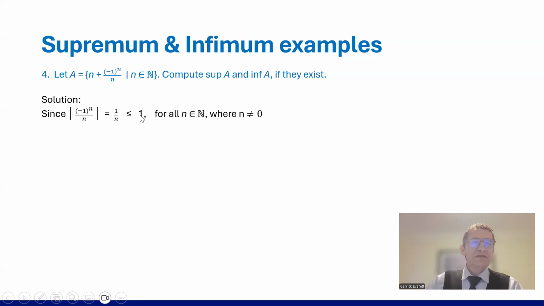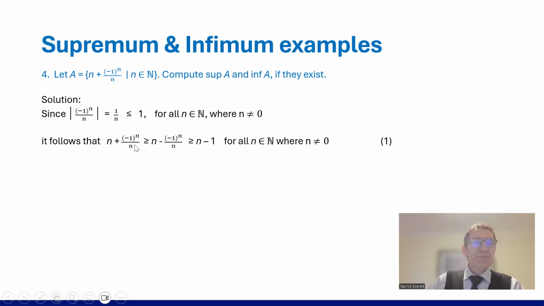which is obviously less than 1 because it doesn't matter what n is. As soon as n gets big, this just becomes a smaller and smaller fraction, for all n which are elements of the natural numbers, where n is not 0. In this class we're counting 0 as a natural number, but we're declaring here that we're not including 0. So since we know this equals 1 over n, which is going to be less than 1, we can then use this here, we can use n plus this.